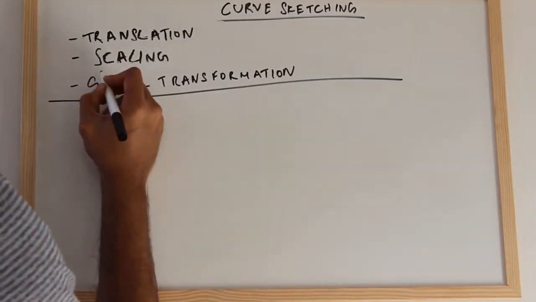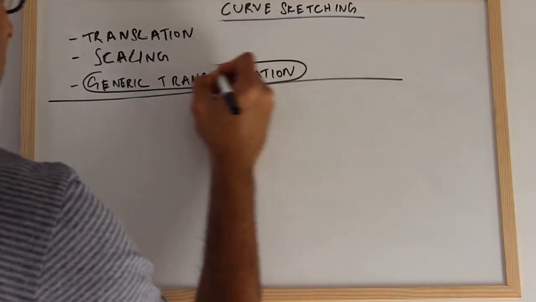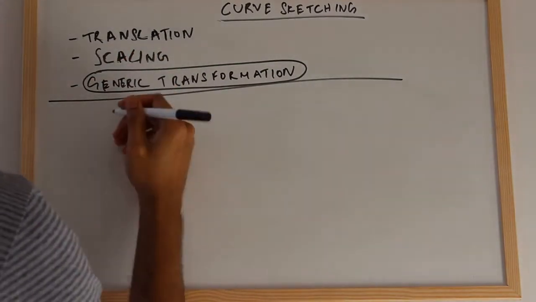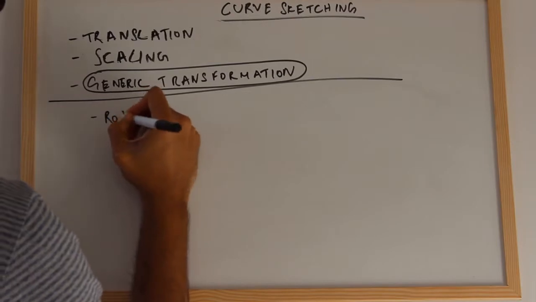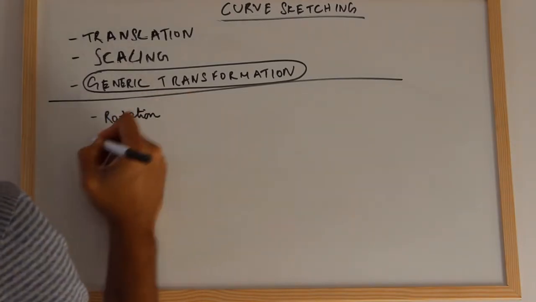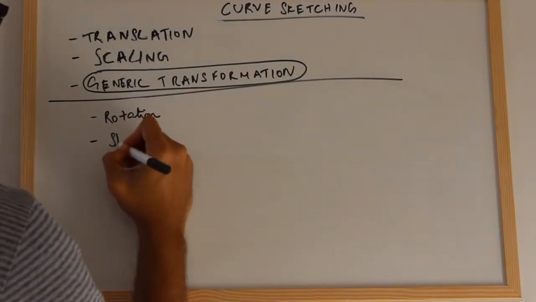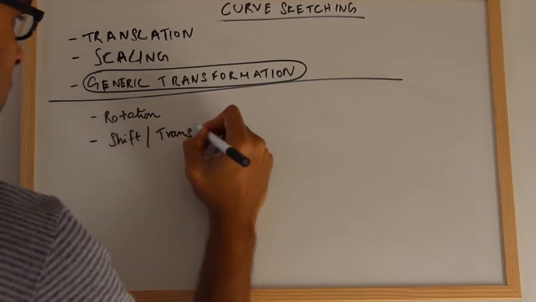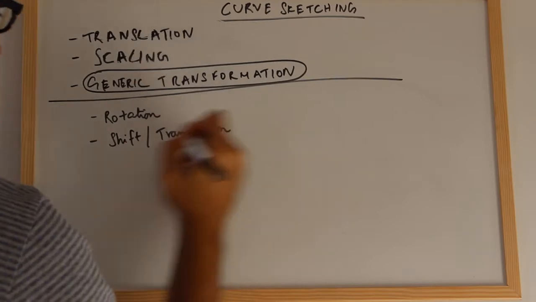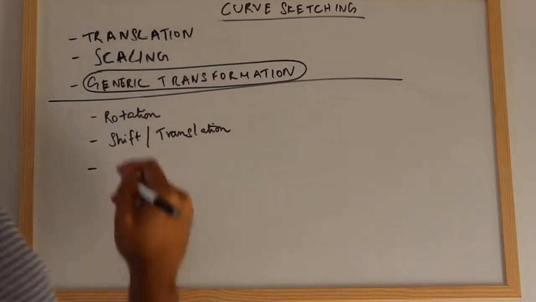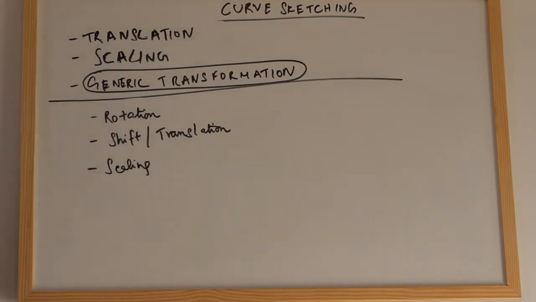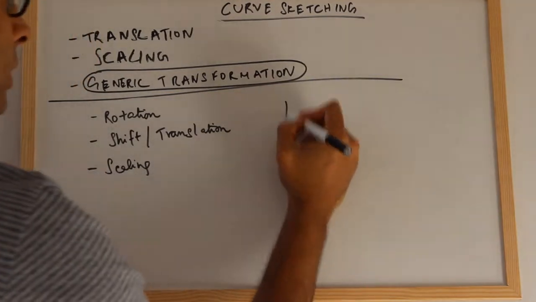Let's take the third example, which is generic transformation. A generic transformation could be a rotation, a shift or translation, and scaling. It can be represented here.